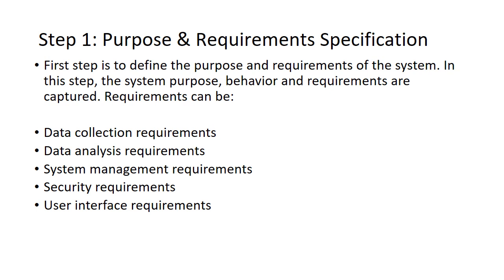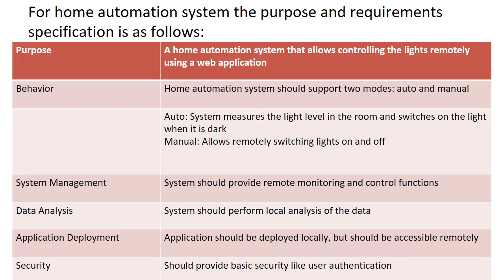In the first step, purpose and requirement specifications, you have to define the purpose and requirements of the system. In this step, the system purpose, behavior, and requirements are captured. The requirements could be on the data collection and data analysis, system management, security, and finally user interface. So these are the various requirements.